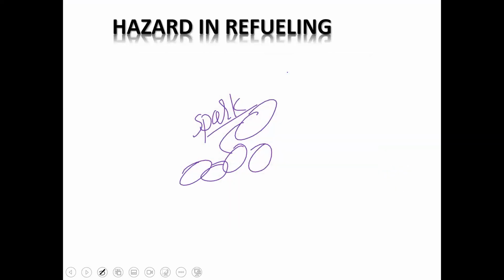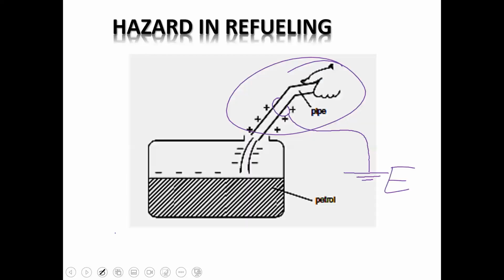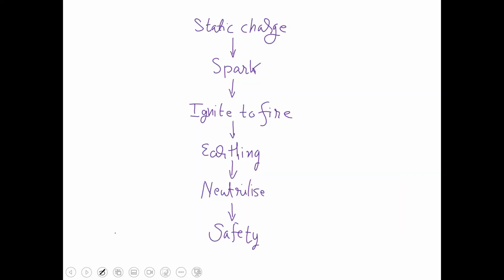So now give the heading: hazard in refueling. Give this heading. So now you have to copy this screen.